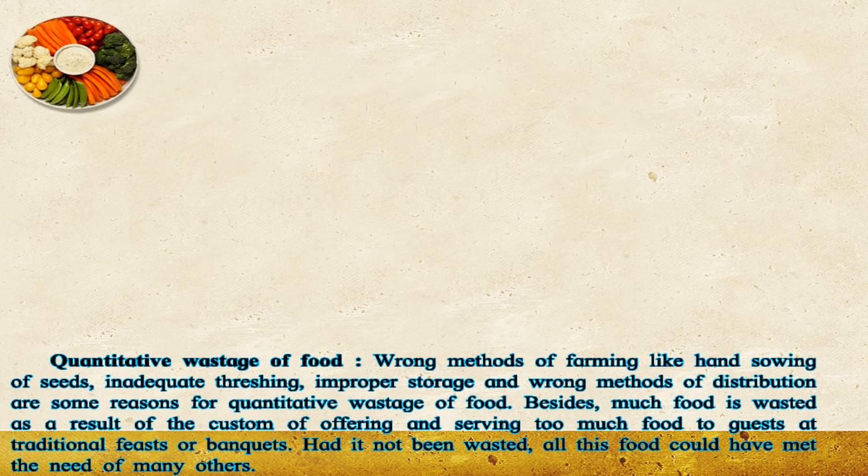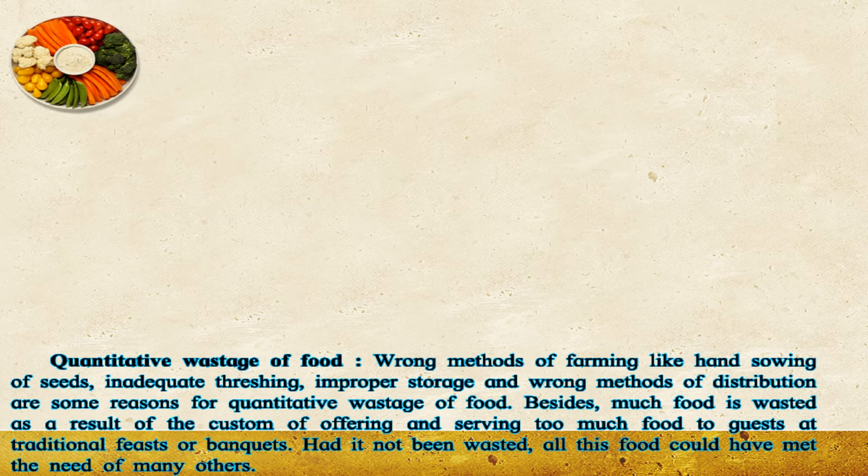Okay, we have learned that there are different ways by which food gets spoiled, like because of transportation, because of not storing it properly, or while keeping it in the house. Also, if you're not taking proper care of it, it might get spoiled. Now, let us talk about quantitative wastage of food.